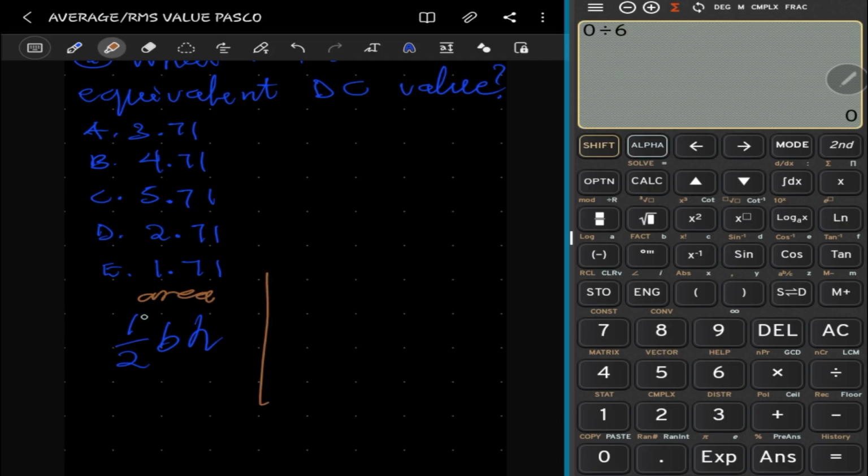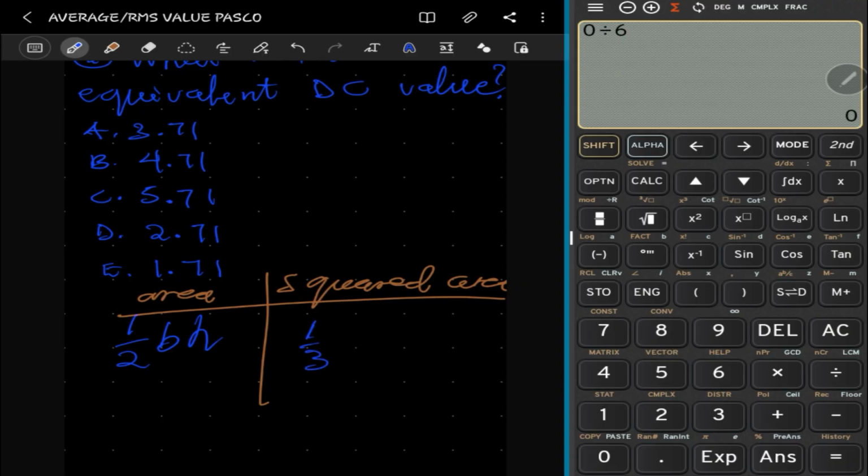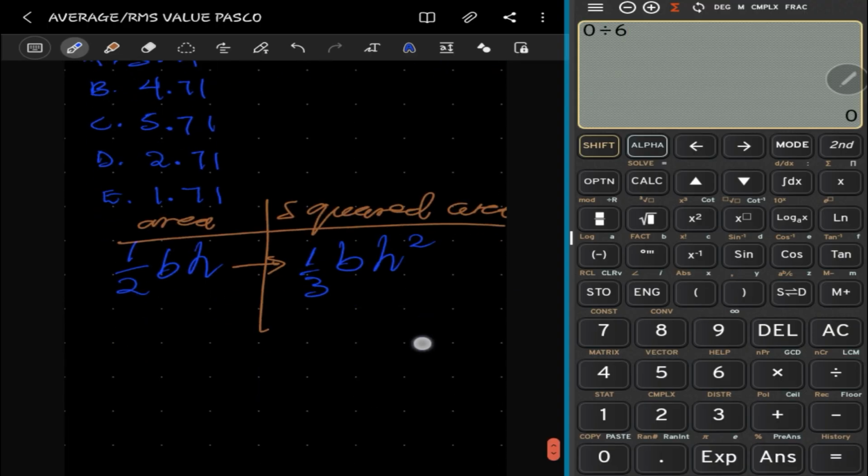But when it comes to the squared area, or the area squared, the formula becomes, instead of half, one third times base, and the height is squared. So we change the formula from this to this. That's the squared area. So we find the squared area divided by the period, and then we find the square root.